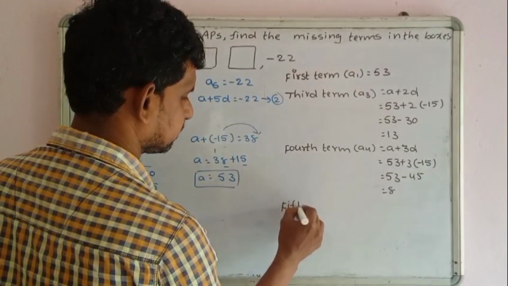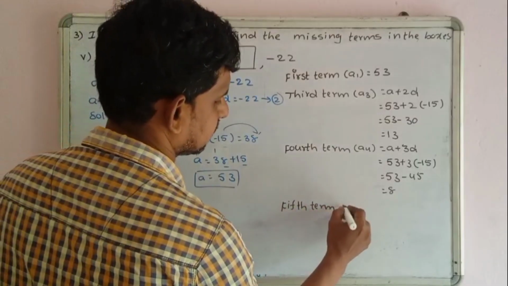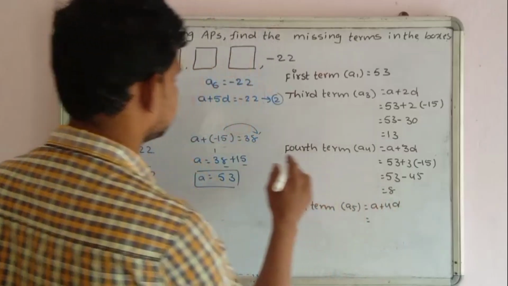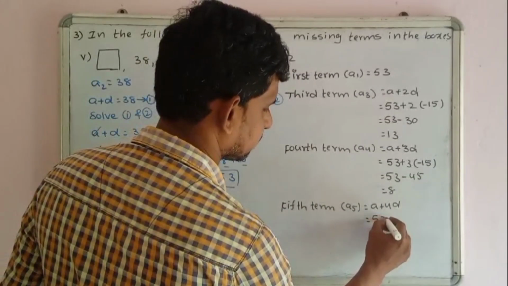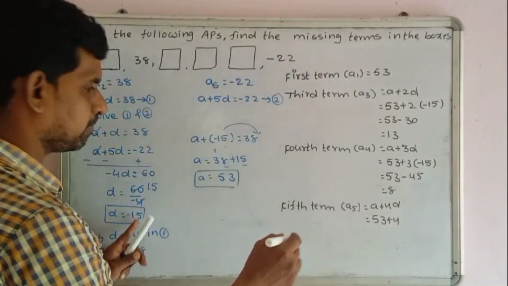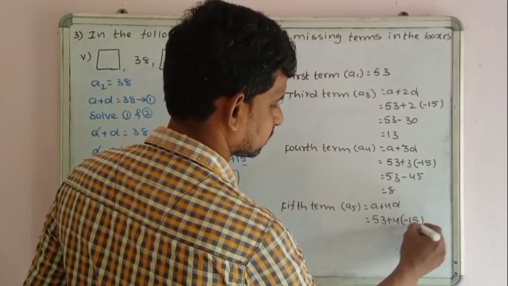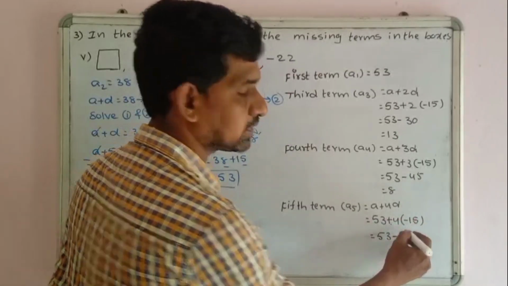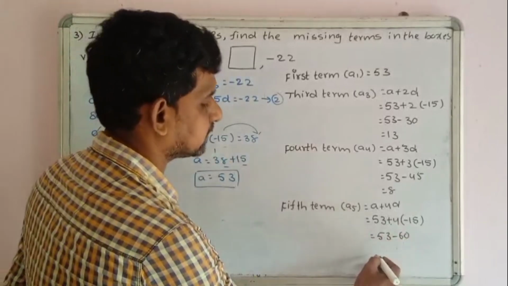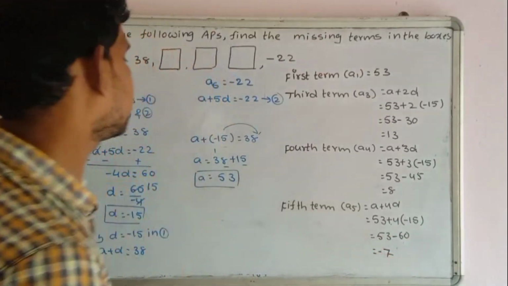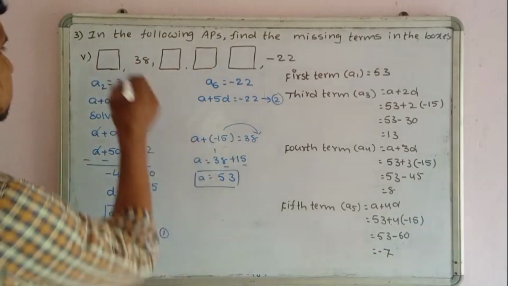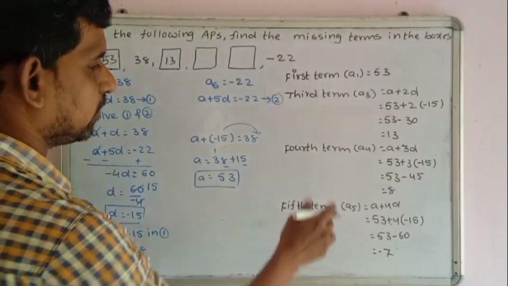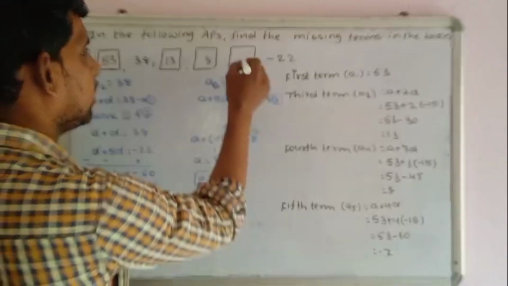Next, fifth term: A5 equals A plus 4D. So A value 53 plus 4, D value minus 15. 53 plus into minus is minus, 4 15s are 60. 53 minus 60 is minus 7. Therefore, the value of A1 is 53, A3 value 13, A4 value 8, A5 value minus 7.